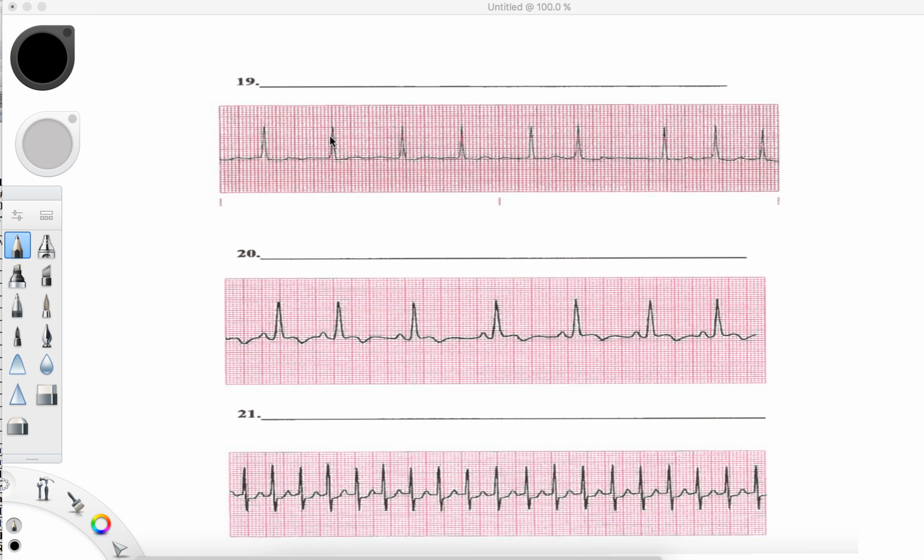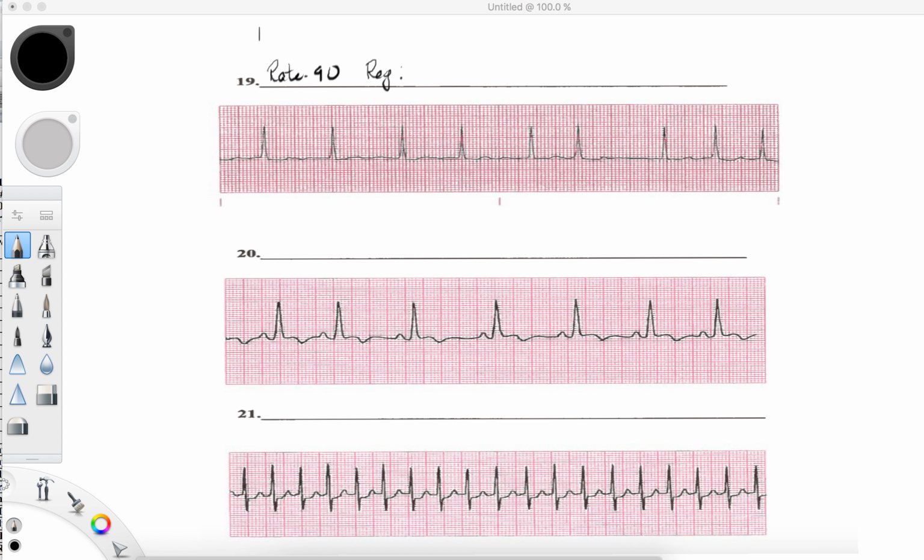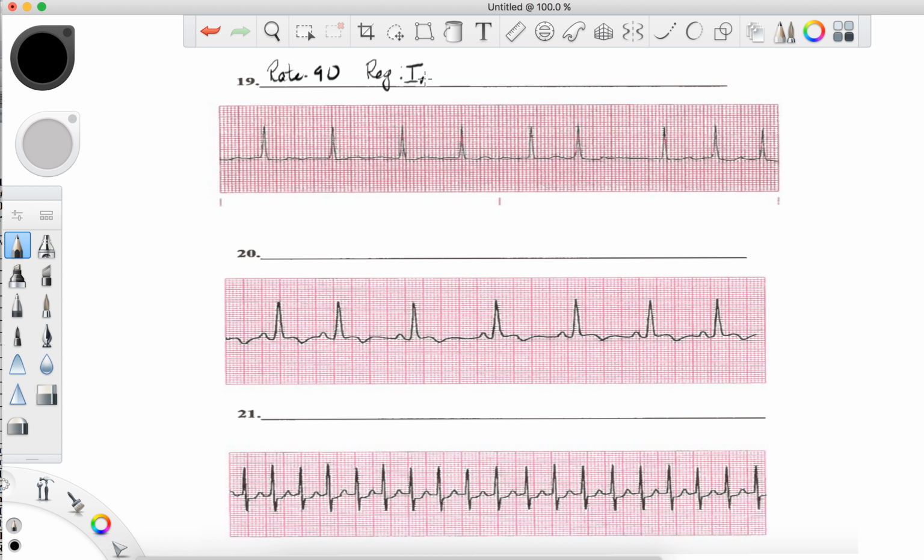Okay, so let's move on to 19 here. And we're going to subject this strip to the rules like we always do. All right, so we have a rate of 1, 2, 3, 4, 5, 6, a rate of 90. The question is, is it regular or not? And it is irregular, and it's irregularly irregular. And if you measure it out, you'll see that, okay, which is what I just did.